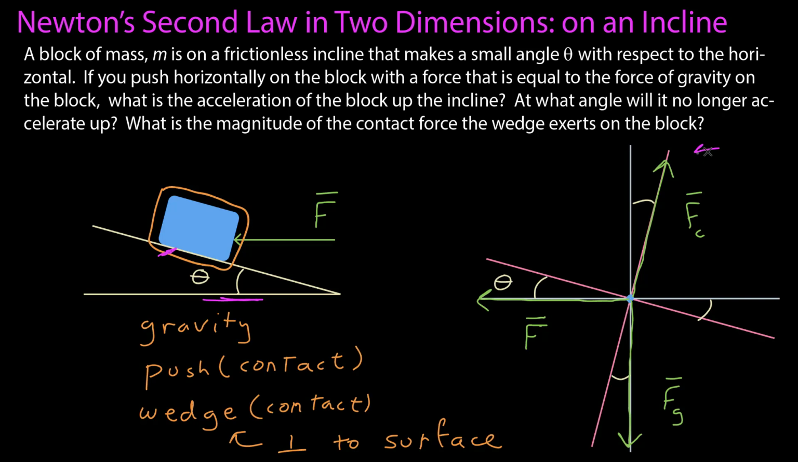Next, I need a coordinate system. Since I think it is going to be accelerating up the incline, I'm going to have my x-axis parallel to the incline, and then the y-axis perpendicular to the incline. So my x and y axes are along the pink axes of my free body diagram. With all my forces, next up is to apply Newton's second law.